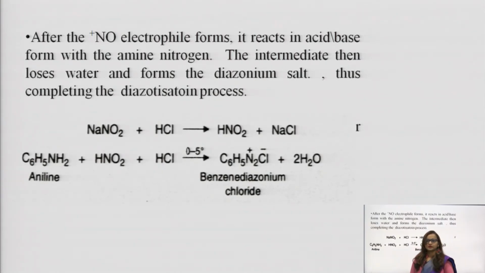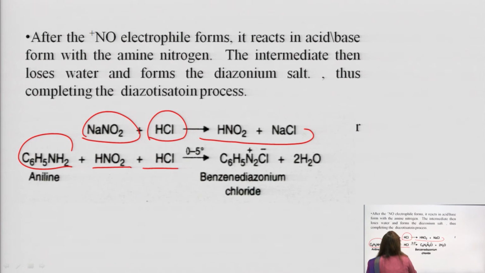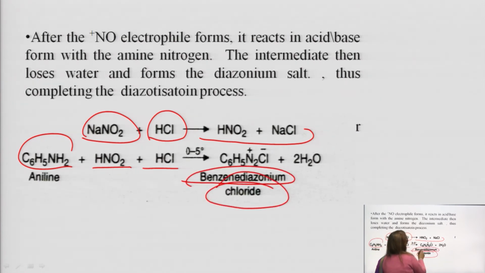Now, let us look at how we can prepare nitrous acid. Nitrous acid is prepared by the reaction of NaNO2, sodium nitrite, plus HCl, which gives HNO2 plus NaCl. This is aniline, nitrous acid, HCl, and this is benzene diazonium chloride, the same reaction.